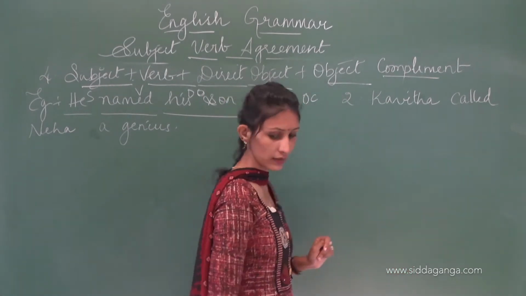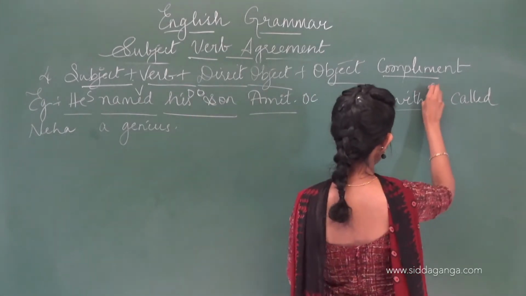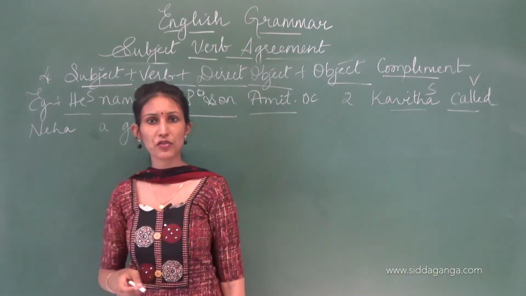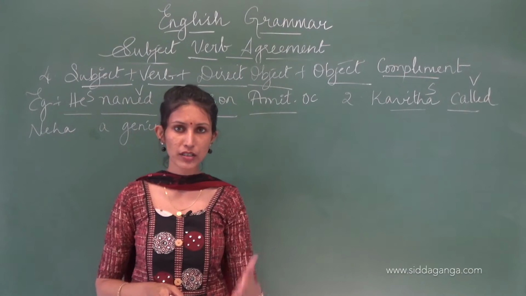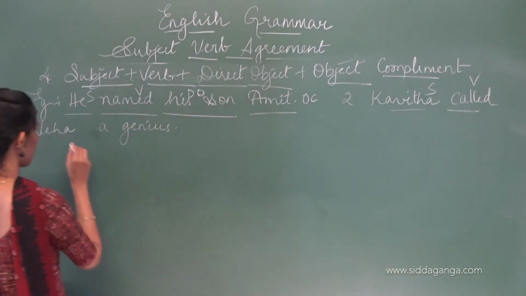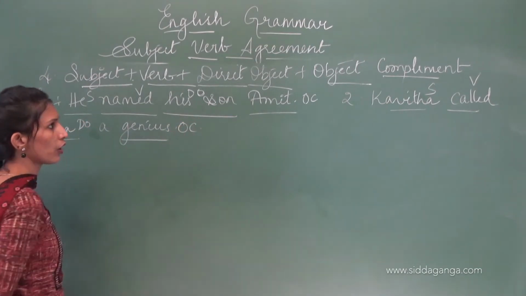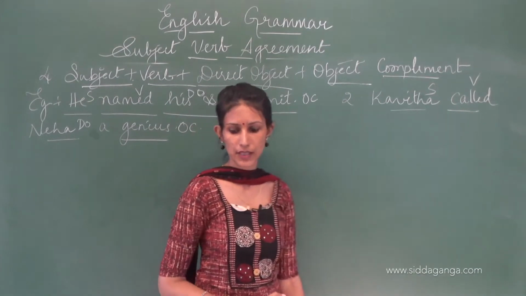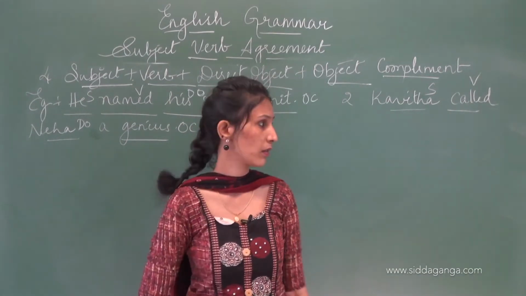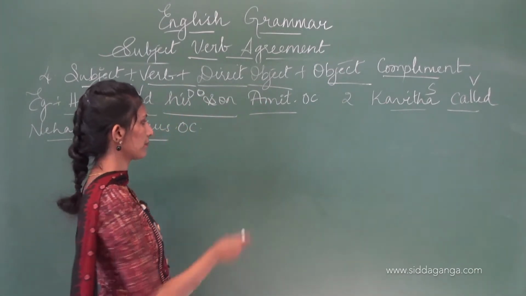So Kavita becomes the subject, called becomes the verb, Neha is what? The direct object. She is referring to Neha, isn't it? So she becomes the direct object there. And genius becomes the object complement. Next. Okay.